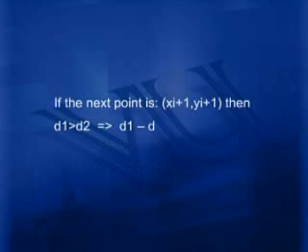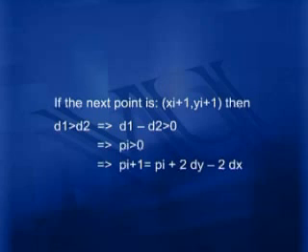And that can be inferred from the statement that pi plus 1 would be equal to pi plus 2 dy. And if the next point is xi plus 1, which is xi incremented by 1, and yi plus 1, which is yi incremented by 1, then the same relationship would be d1 greater than d2, which would imply that d1 minus d2 would be greater than 0, resulting in the parameter pi being greater than 0, and similarly yielding that pi plus 1 can now be said to be equal to pi plus 2 dy minus 2 dx.